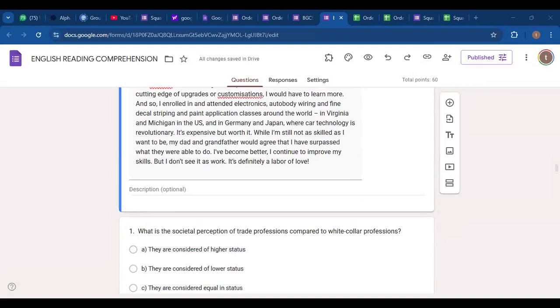Again, once you start the quiz, please put started inside the chat. This quiz is out of 60, so it's a very long quiz. 60 questions or 60 points? 60 points, so it's only 30 questions. Each question is worth 2 marks.